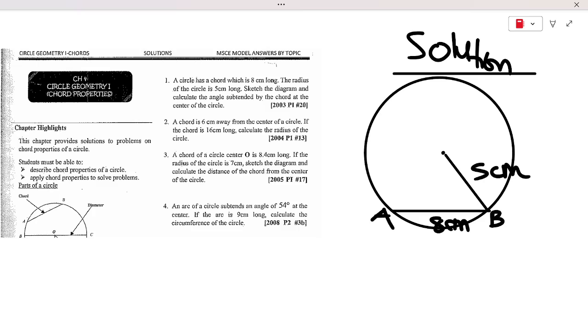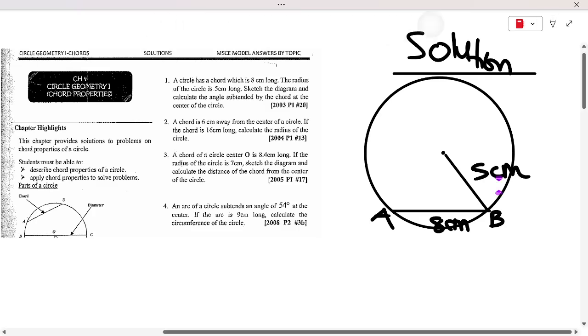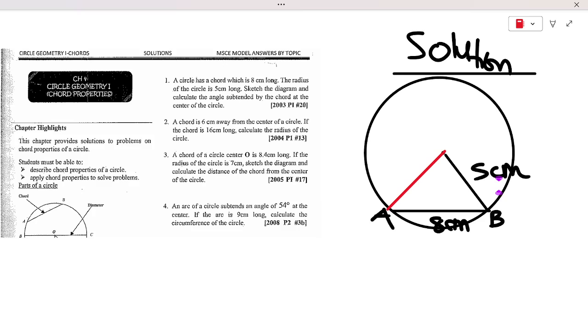So you connect the other radius from the same center to point A. Since this one is 5 centimeters, this one will also be 5, because all these are radii. The point is they want us to find the angle which chord AB has made at the center, so they want us to find this angle. This question would demand you to use the trigonometry tool, the cosine law, to find that angle.